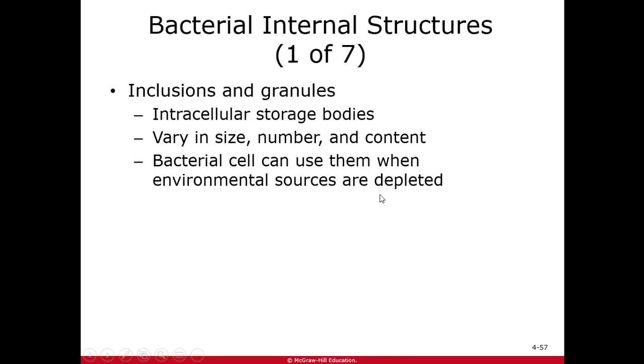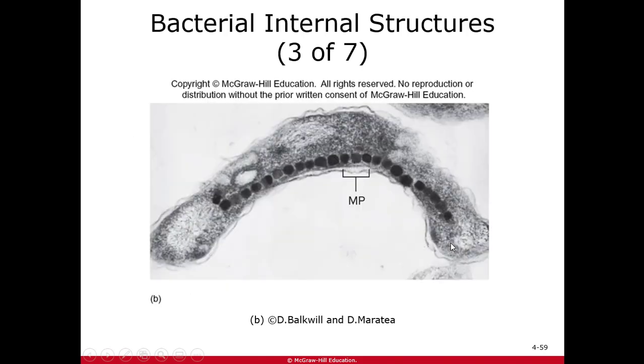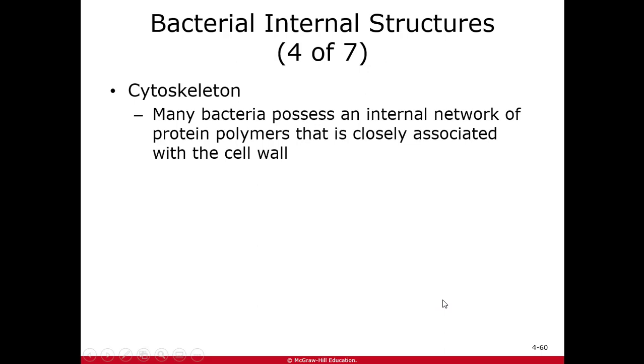They also have a cytoskeleton. Just like in eukaryotic cells, it helps maintain its shape. It helps maintain its structure, especially in cell division. This is showing the cytoskeleton. Some have just a cool circular arrangement to them.